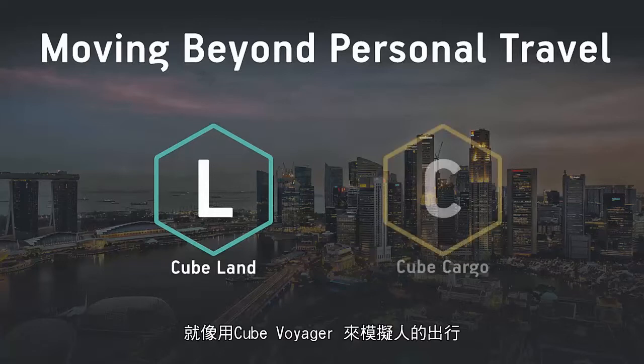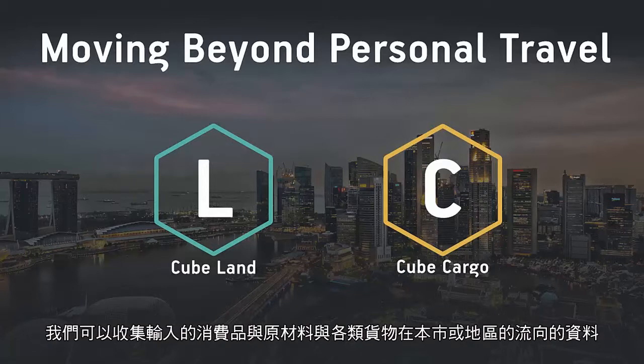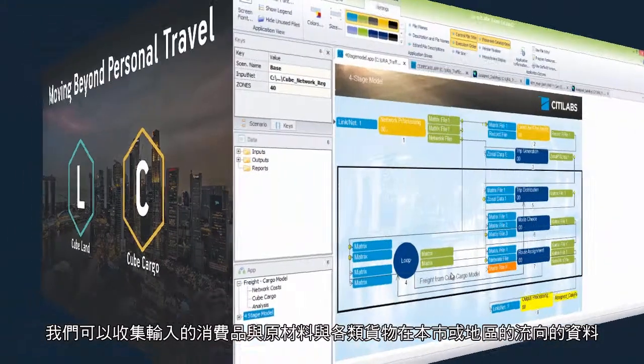We can also model the movement of freight using Cube Cargo, just as we're modeling the personal travel using Cube Voyager. We can gather information on the commodities that are being imported and then consumed through manufacturing processes or the retail sales of goods, and model these commodity flows throughout the city or a larger regional area.